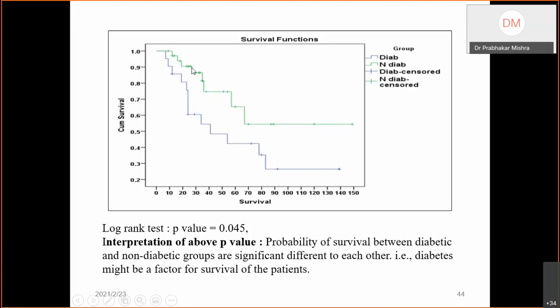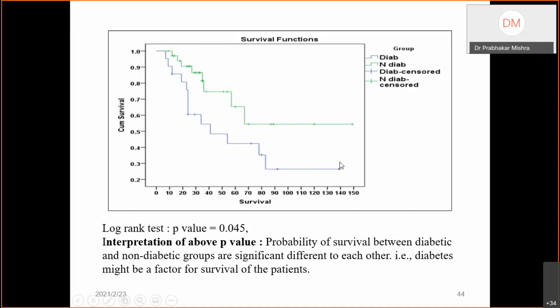In the non-diabetic group, survival probability was 90%, but at the same time, for the diabetic group, it was around 60%. And see here, at the end of the 70 month, non-diabetic group survival probability was around 50 to 53%, but at the same time, diabetic group survival probability was around 40-41%. And after this point of time, see here, the survival plot remains the same, and here it also remains the same.